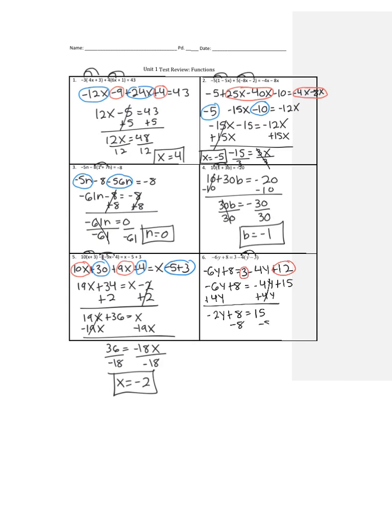Subtract 8 to get all the numbers on another side. Divide both sides by negative 2. And there you go.